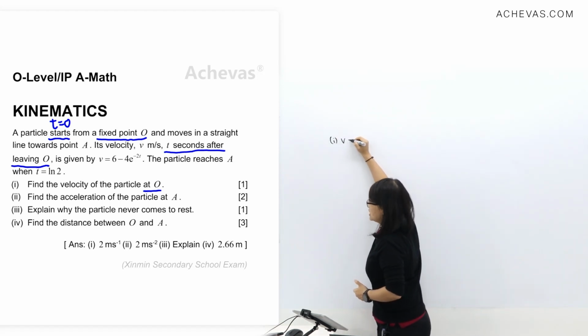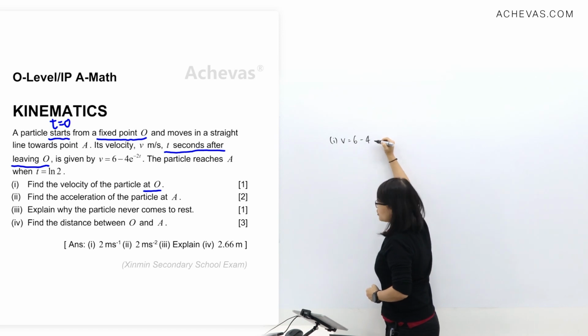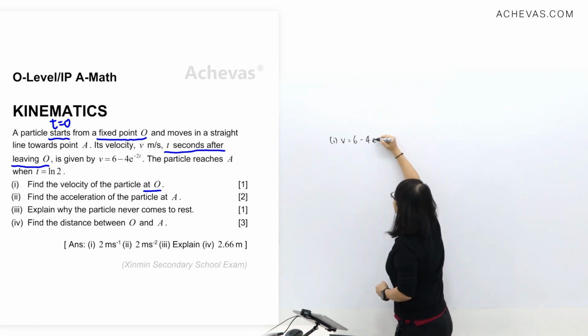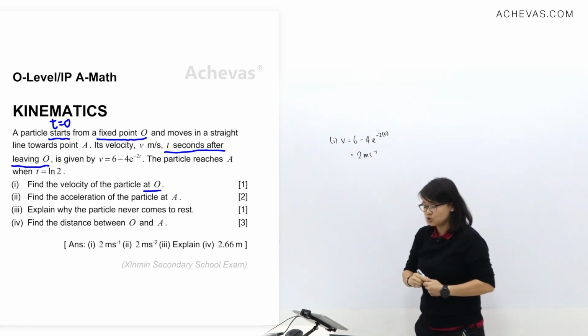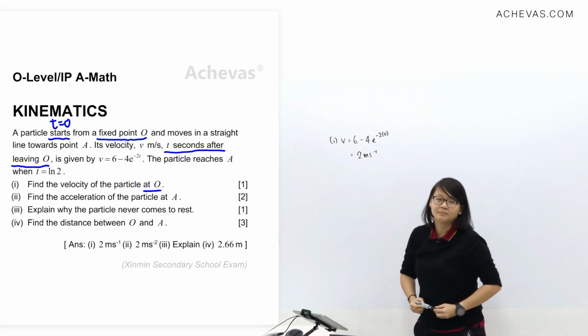To find the velocity, we substitute 0 into the t position. So we have e power negative 2 times 0. This will lead to the answer of 2 meters per second. Now let's take a look at part 2. Find the acceleration of the particle.